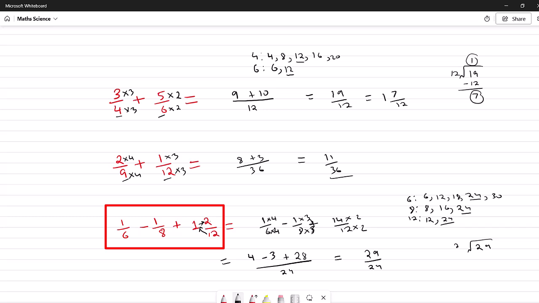29 divided by 24. 24 times 1 is 24. Let's subtract this. 29 minus 24 is 5. Okay, so this just becomes, what is our whole number? 1. The denominator stays the same, so out of 24, and then this is the remainder 5. So 1 whole 5 by 24, and here's your answer.